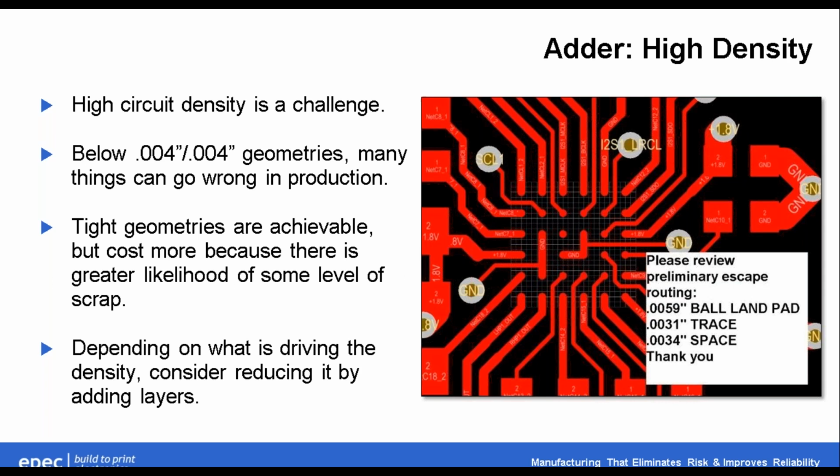So depending on what's driving the density, one thing you can consider doing is to reduce the density, again, by adding layers like we did with the heavy copper earlier. If you add layers, you have a little more room to work. That isn't necessarily going to work with a BGA if it's a big BGA, but it will work with some high density situations.